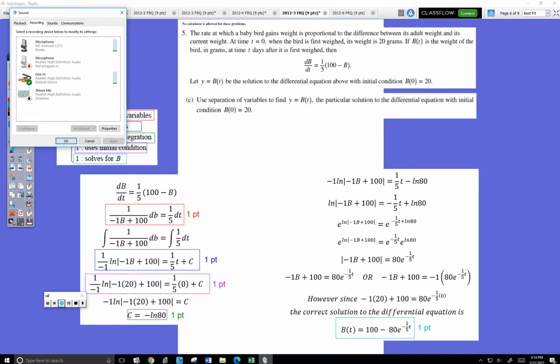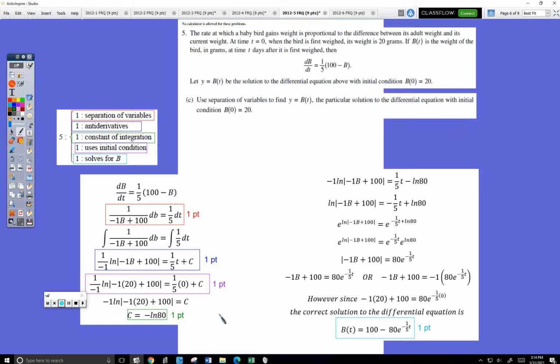Okay, part C, use separation of variables. That's the SASSY method. Use separation of variables to find b of t. Don't worry about this y thing. They're just saying if you plotted b of t on a graph, you would make the b of t values the y coordinates. So don't worry about the y equal.